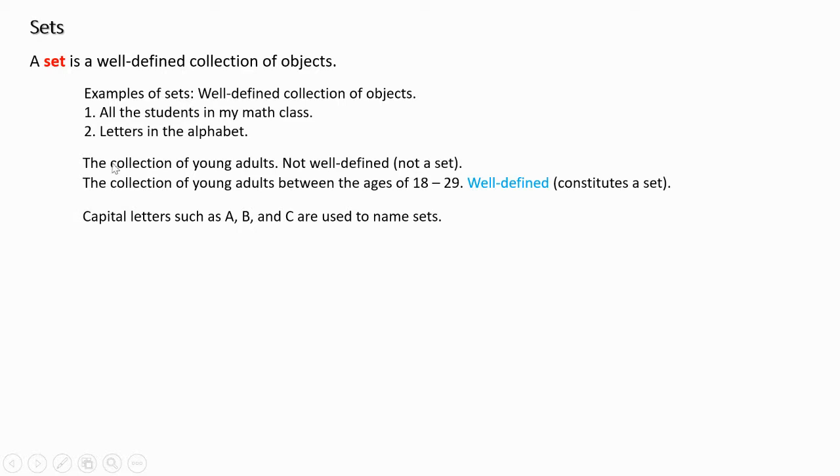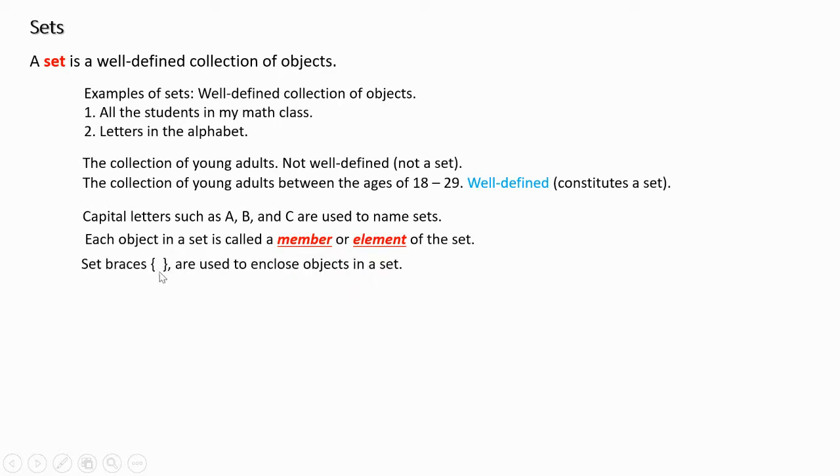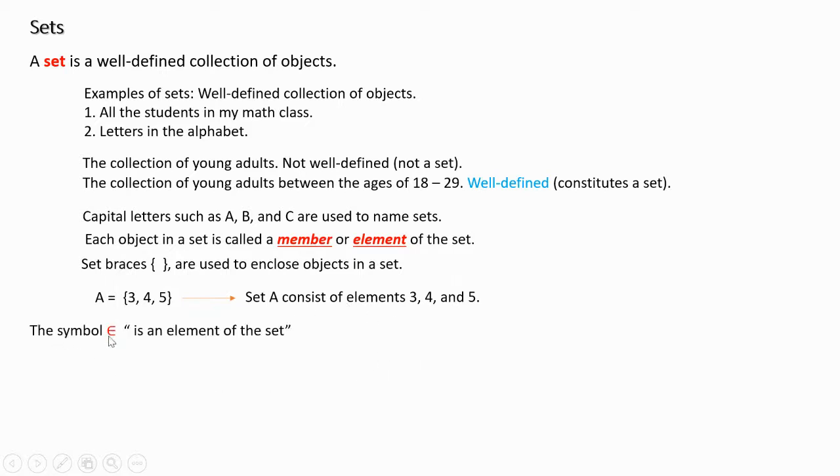Now, sets are denoted by capital letters, such as A, B, C, which are used to name sets. Each object in a set is called a member or an element of the set. The brackets or braces are used to enclose objects in a set. For example, set A equals the elements 3, 4, and 5. Set A consists of elements 3, 4, and 5. This symbol means is an element of the set, and the symbol here with a line over it means it's not an element of the set.